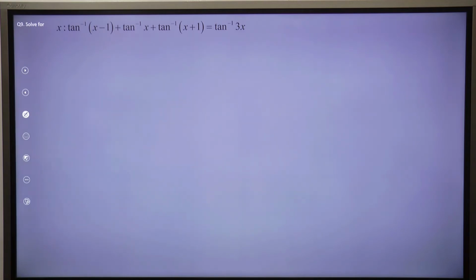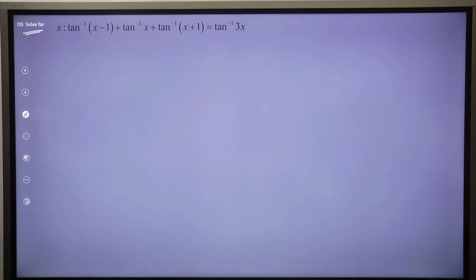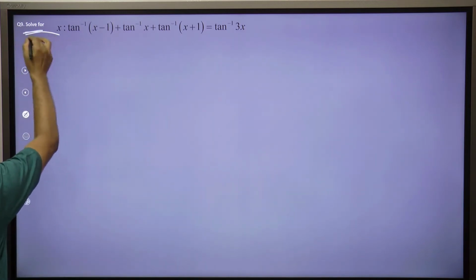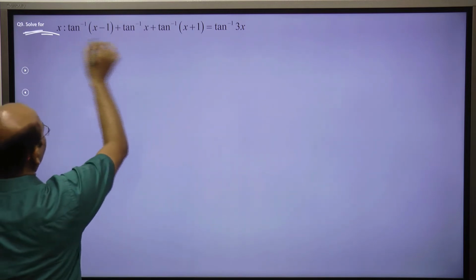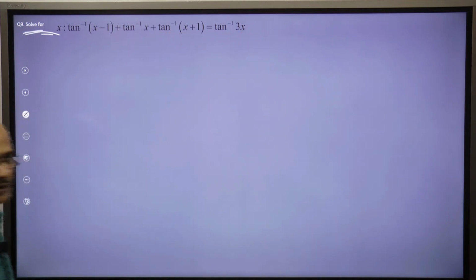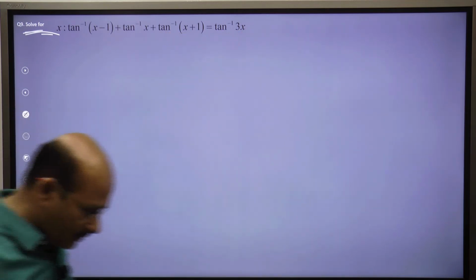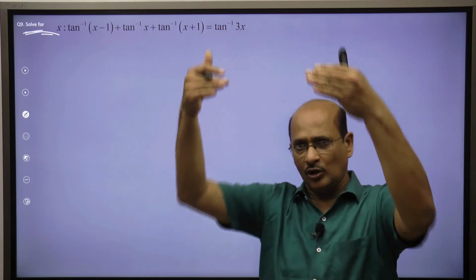Okay guys, the next question says solve. So after a long time we have come to solve now. Remember, this is a solve for x question, that means find the value of x. So the sum is only this much portion, tan inverse x minus 1 plus tan inverse x is equal to tan inverse, whatever it is. Now solve means you do not have to prove LHS equal to RHS. So both sides of the equation are already valid.